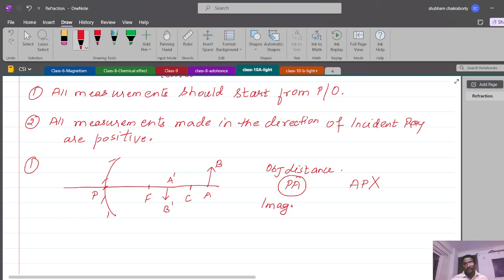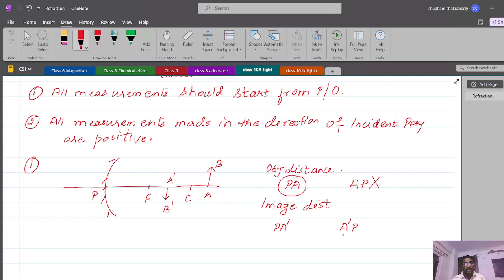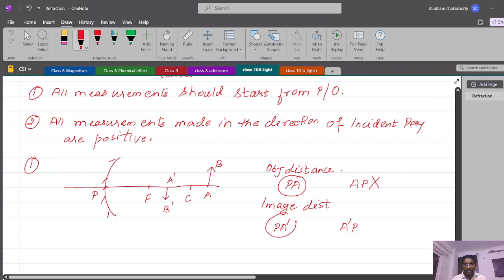Okay. Now, the image distance. So again, we have a choice. We can call it PA dash or we can call it A dash P. But rule number one, all measurements should start from P or O, which means this is correct, this is wrong. I hope you see the pattern.